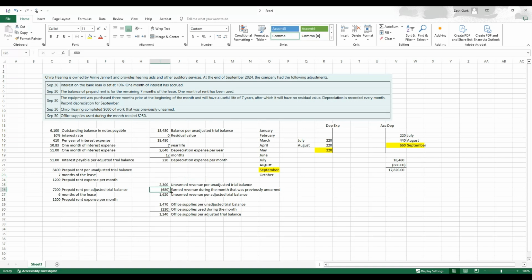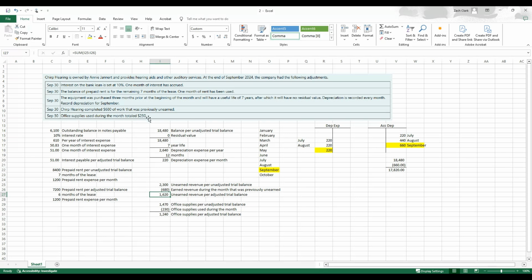So we're going to want to record revenue for that piece because we earned it. And we also want to reduce our unearned revenue to indicate that the residual portion that's not earned now is just $1,620, so $2,300 minus $680. And so for the adjustments, we'll record revenue of $680 and reduce our unearned revenue down to $1,620.